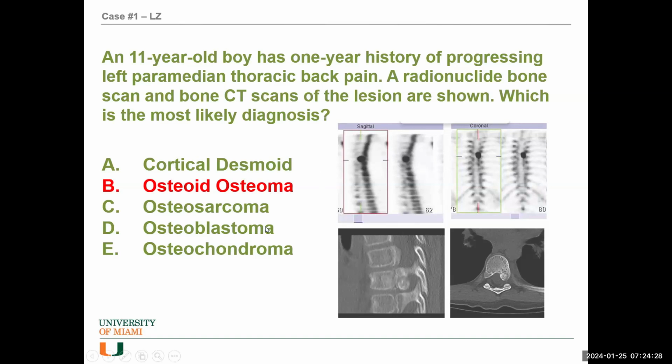Very good. And another way that a vignette can present this is with nocturnal pain. So an 11-year-old boy has a lot of nocturnal pain, and this is the imaging, what would be the next line of therapy? You could say aspirin and NSAIDs. Very good.